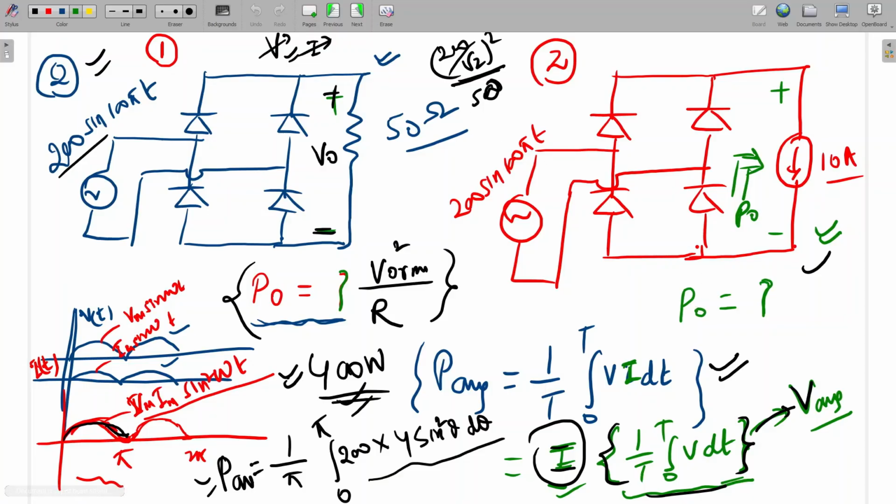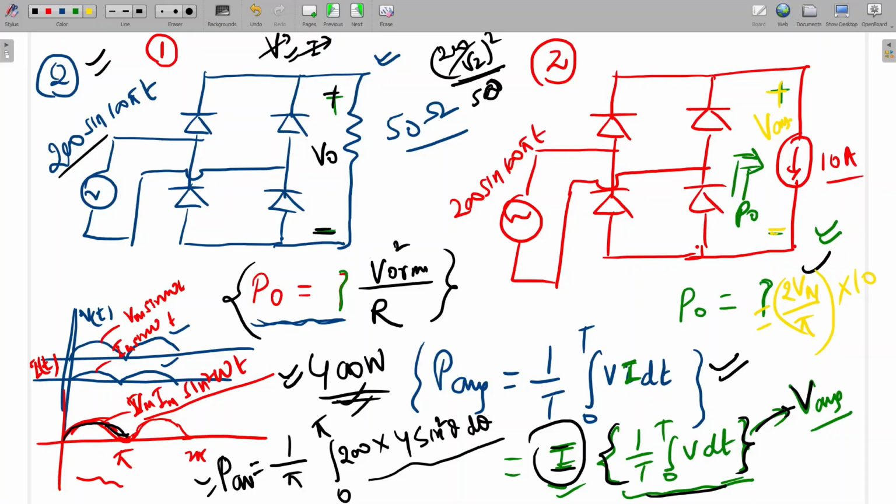What will be the power here? Here current is constant, so what we will take? Average of voltage. Sir, 1000 watt. The average of voltage will be 2Vm upon pi, into current, how much? 10.